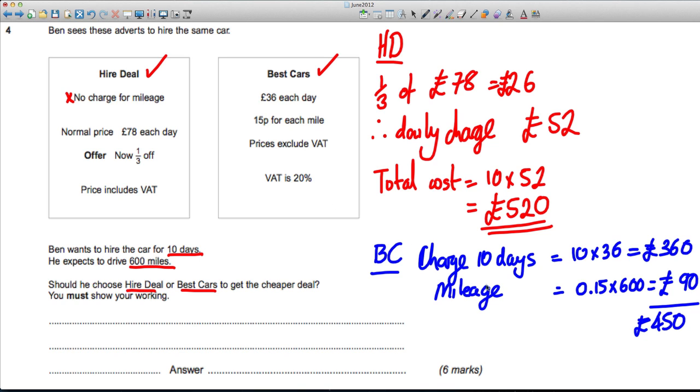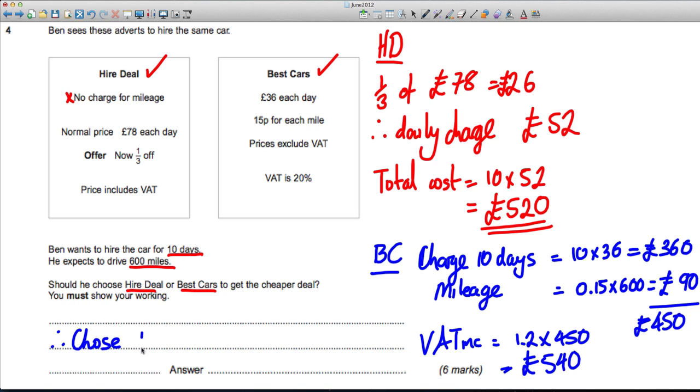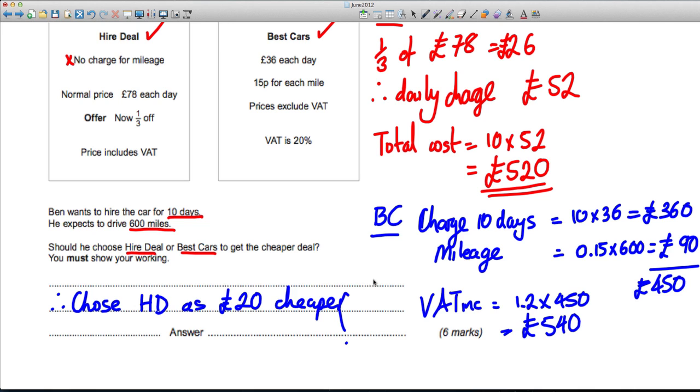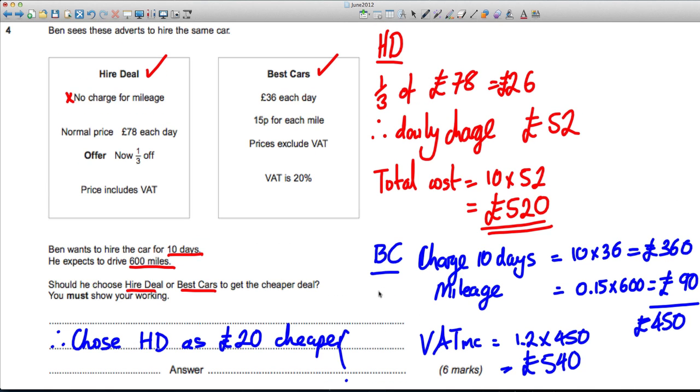And VAT is 20%, so I want to add on 20%. So the VAT included would therefore be 1.2 multiplied by 450, which would be £540. Okay, so make sure you state which deal. Therefore, choose Hire Deal as £20 cheaper. Okay, it's simple as that. Write it like that, and you get yourself the mark. So nice, easy 6 marks there if you keep your wits about you.